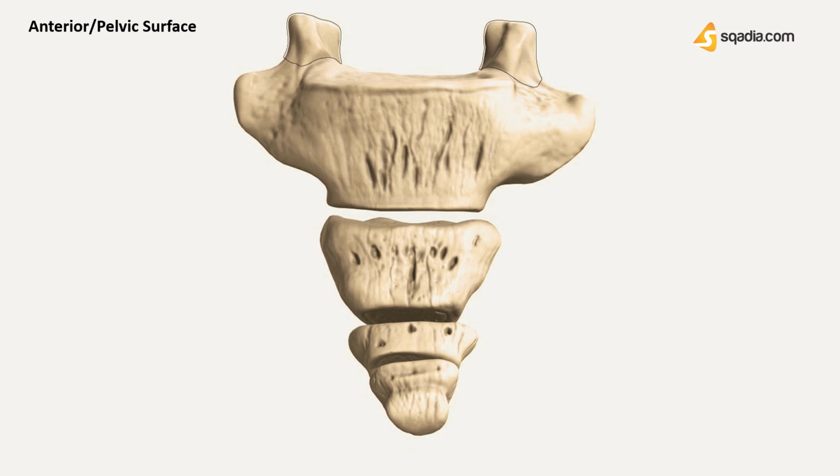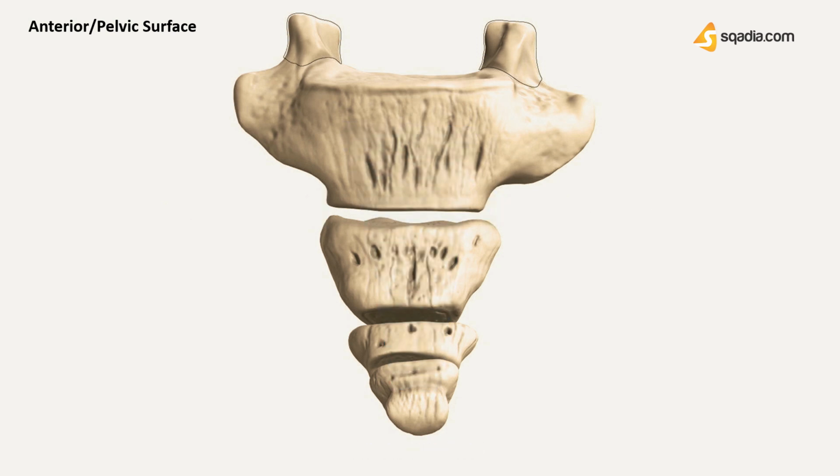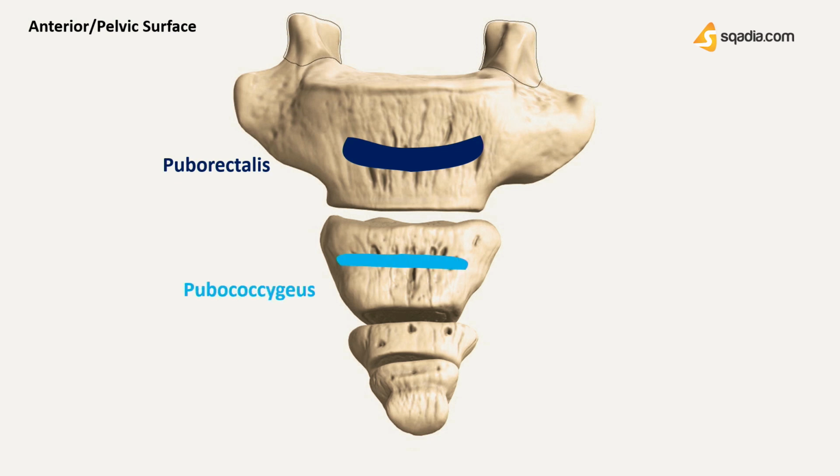Coming to the pelvic surface or the anterior surface that is slightly concave, we have the insertion to the coccygeus and the levator ani on both sides. The levator ani is composed of three muscles: puborectalis, also known as puboanalis, then we have the pubococcygeus, and finally we have the iliococcygeus. Now, if you note over here, the names of the muscles are telling you a lot about their attachments as well.